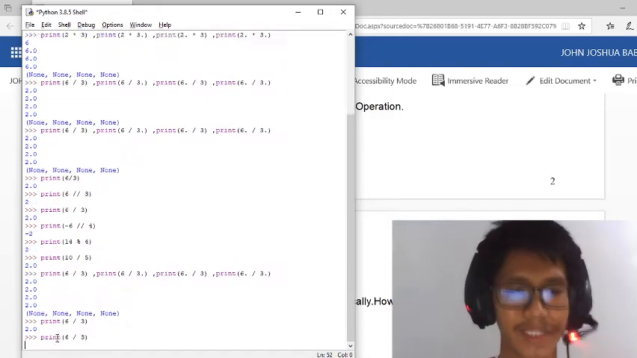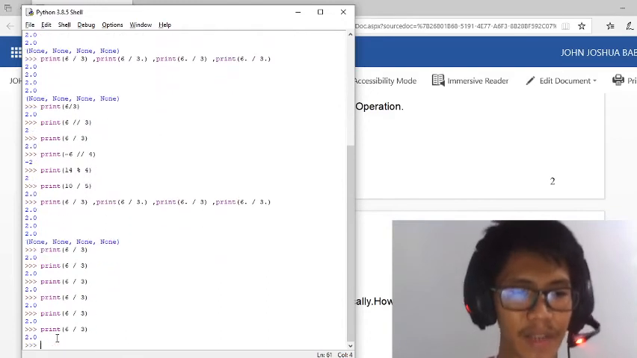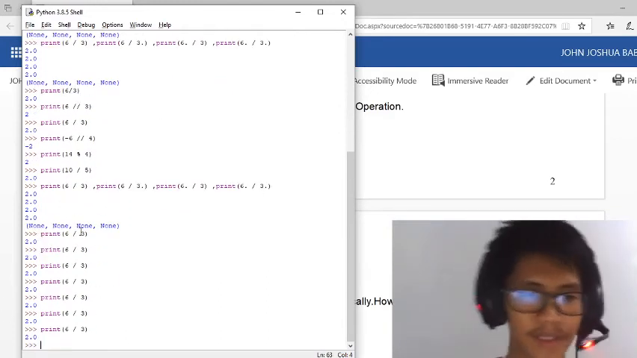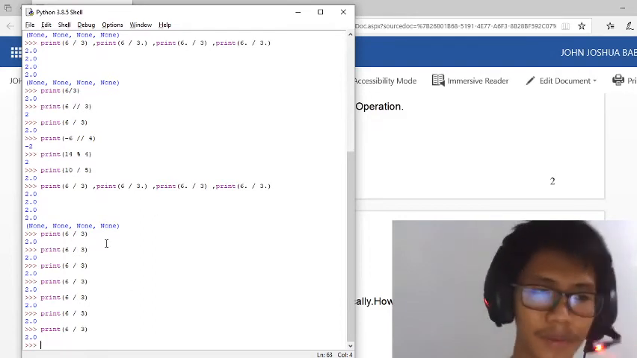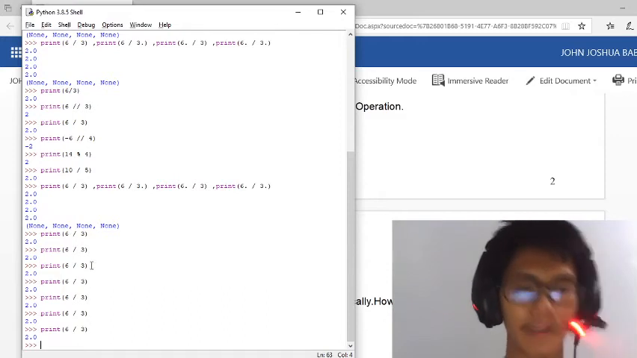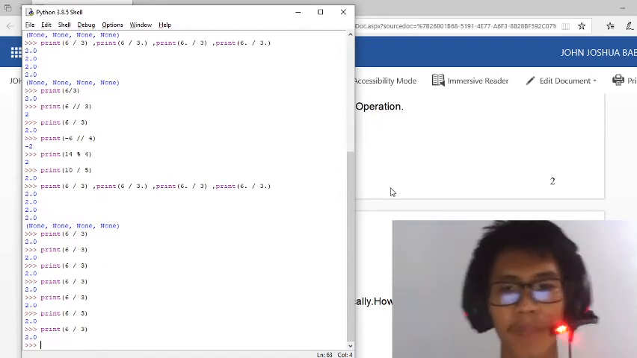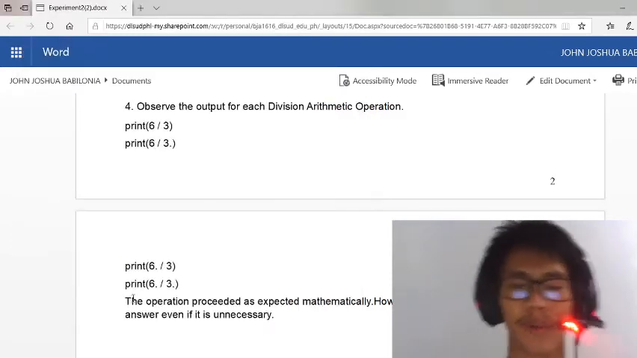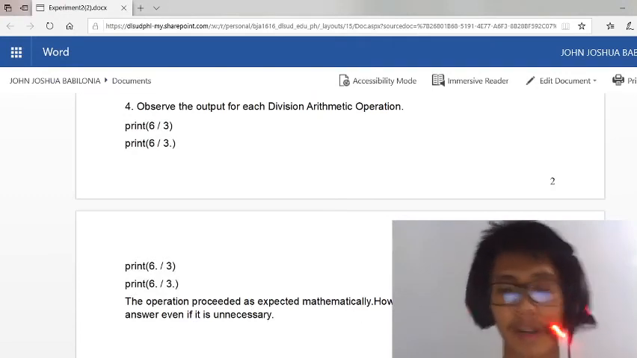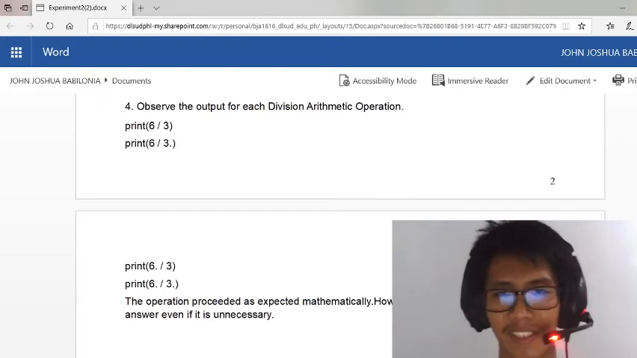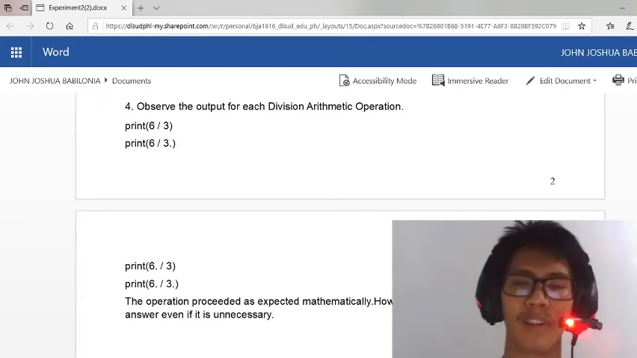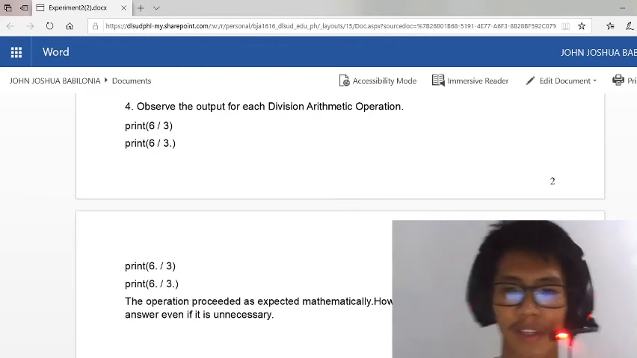So as you can see, it is consistent no matter the presence of decimal point in the division operation. As of now, the division operation displays the answer automatically in decimal form. So, as the observation was written, the operation proceeded as expected mathematically. However, there is a decimal point in the answer even if it is unnecessary. Whether there is a decimal point in the given or there's not, the answer would still have a decimal point. That is for the division operation.